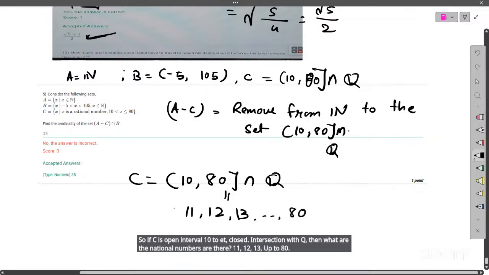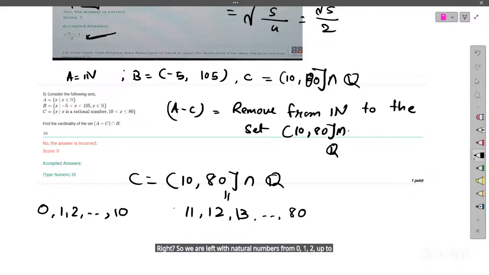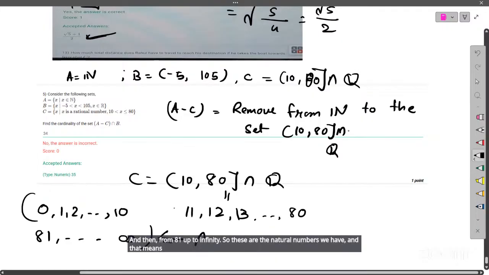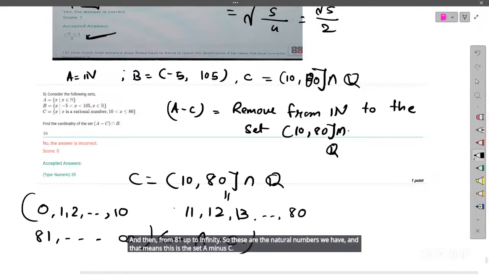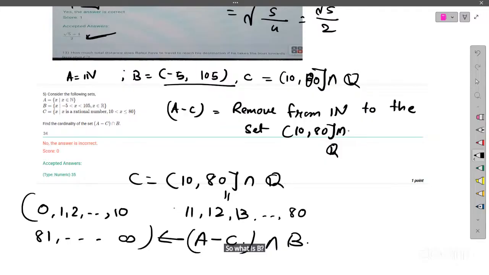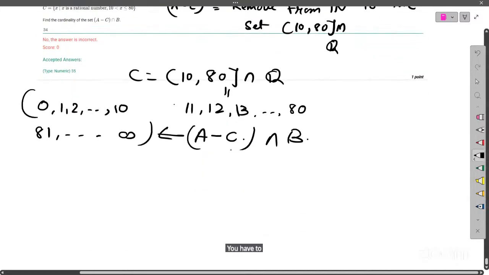So these natural numbers we are removing, right? So we are left with natural numbers from 0, 1, 2 up to 10, and then from 81 up to infinity. So these are the natural numbers we have, and that means this is the set A minus C. Now what we need to do, we have to intersect with B. So what is B? B is the open interval -5 to 105. So you have to take the intersection of these two sets.